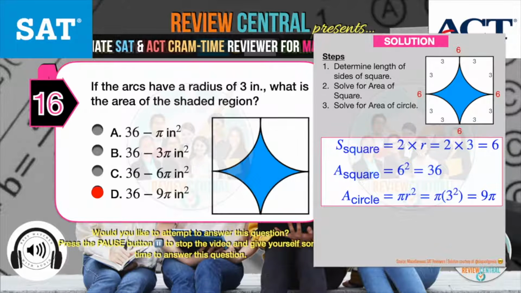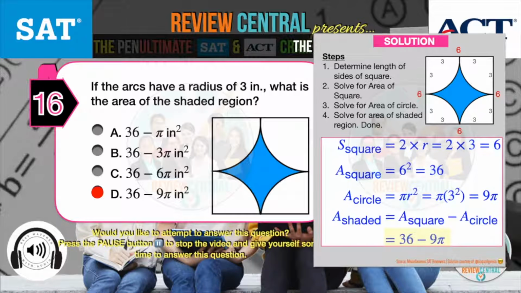Since there are 4 of them, then their areas should be equal to the area of one whole circle with a radius of 3 inches. Knowing the formula for the area of the circle to be pi r squared, we can quickly solve for it to be pi times 3 squared, or 9 pi. Therefore, the area of the shaded region should be the area of the square, which we determined earlier to be 36, minus the area of a circle with radius of 3 inches, which we determined to be 9 pi.